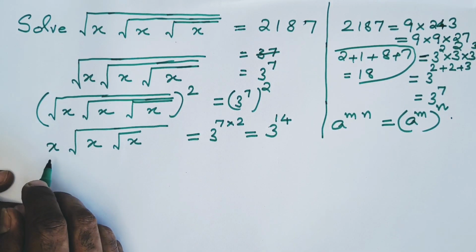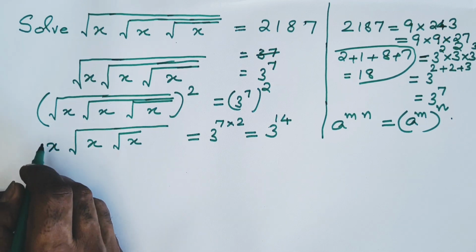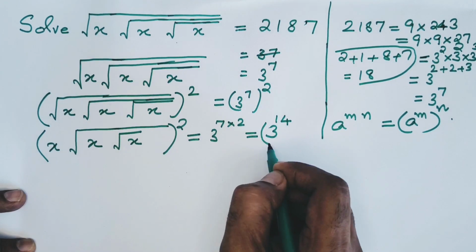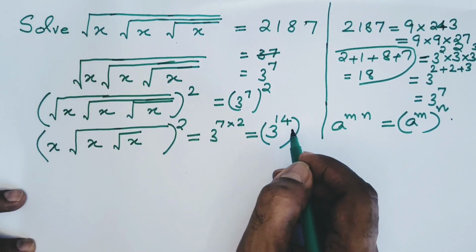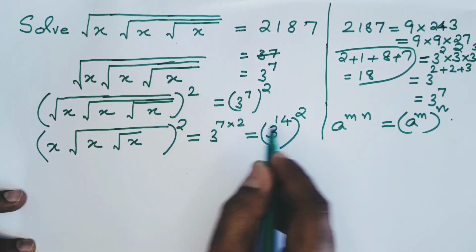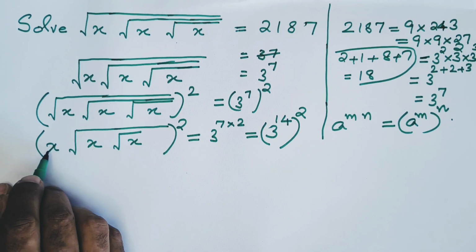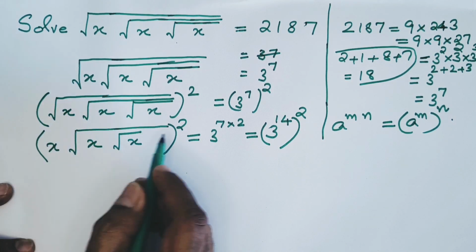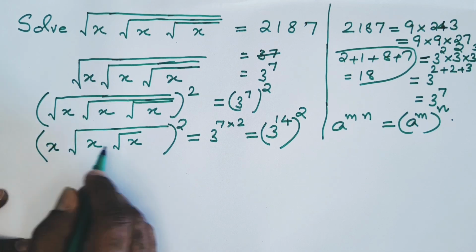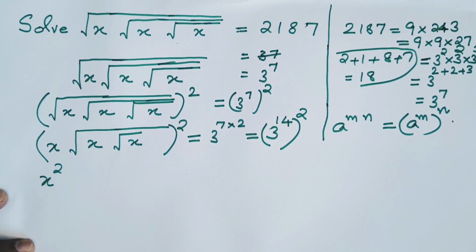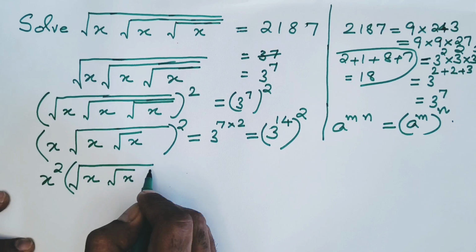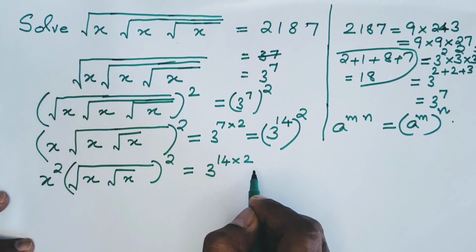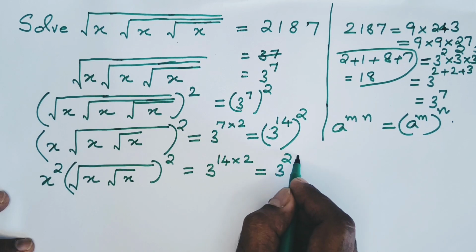Now we will continue this. We will square it again. Now let me write it again. While squaring, this is the left side and this is the right side. You may ignore this. We have simplified to this format, and this is what you get by squaring. Now there are 2 terms here, x and square root of another big term. So you will distribute this square to both the terms inside, and you will have x squared times square root of x the whole squared, and the right side again 3 power 14 multiplied by 2, that is 3 power 28.